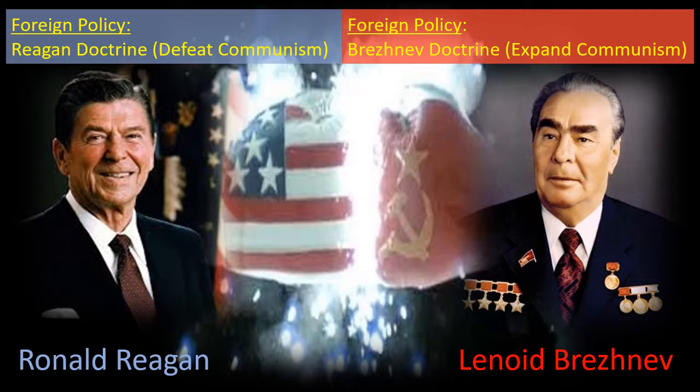The Soviet Union was controlled by Premier Leonid Brezhnev. Brezhnev wanted to expand communism, while Reagan wanted to defeat it. These were essentially the same foreign policies practiced by both countries for decades, with the Reagan Doctrine just going a bit further and tougher than the Truman Doctrine before it. These policies were diametrically opposed to one another, Reagan's foreign policy and Brezhnev's foreign policy.